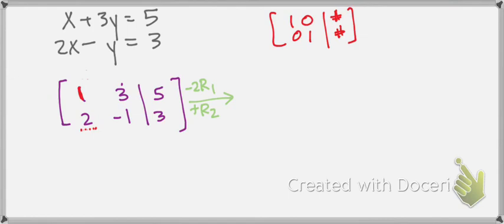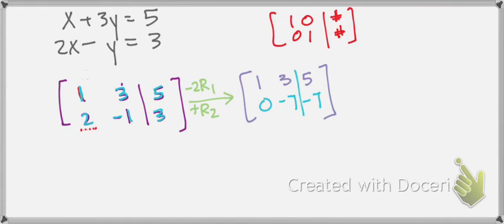So row 1 is staying the same, so I'm going to write that down. But row 2 would be the first row times -2 is -2, plus the second row is 0. The first row, 3 times -2 is -6, plus the second row is -7. The first row times -2 is -10, plus the third row is -7 again. So put a little line here.